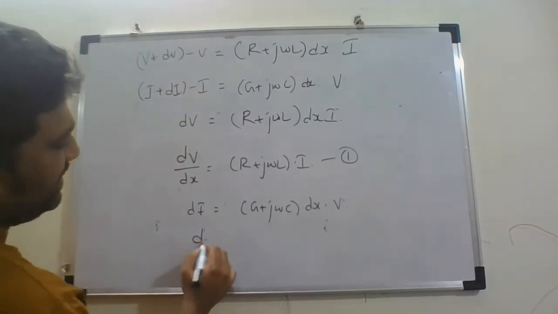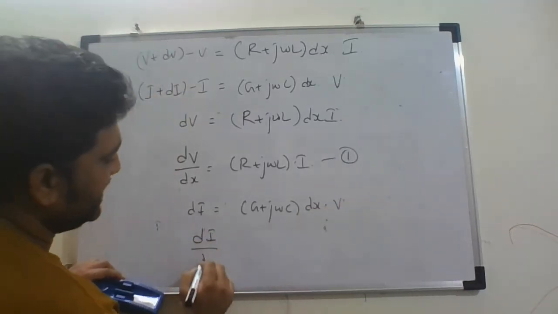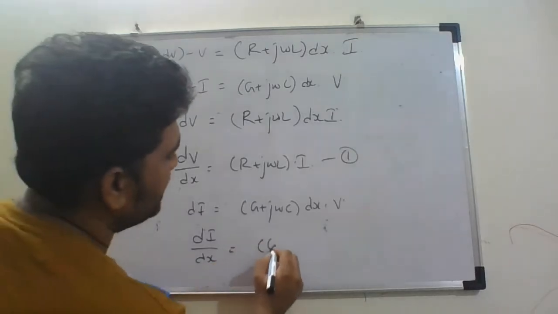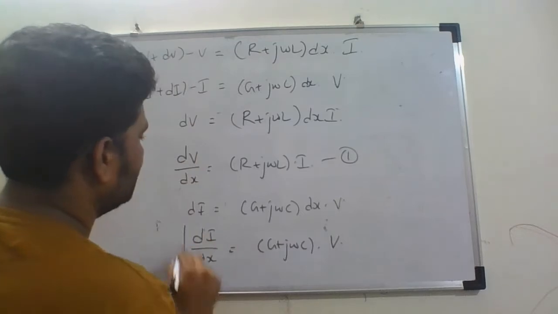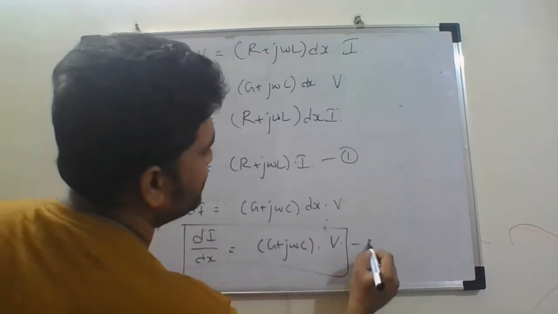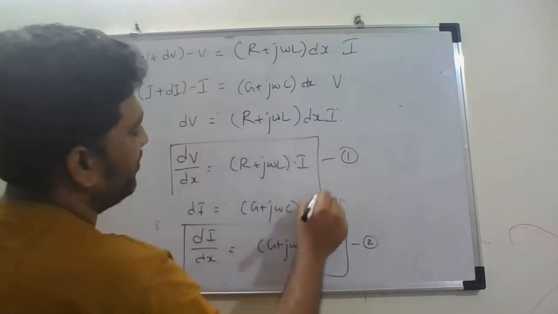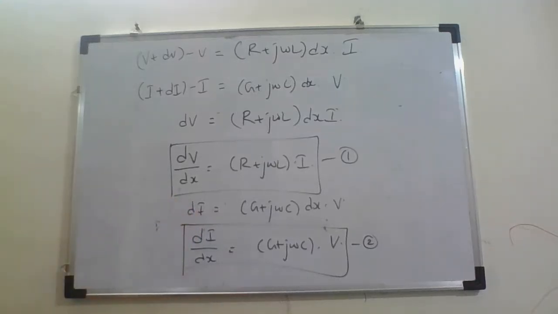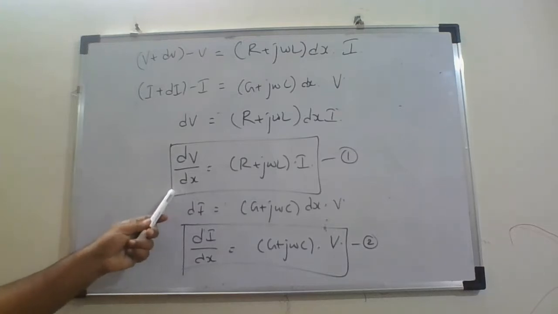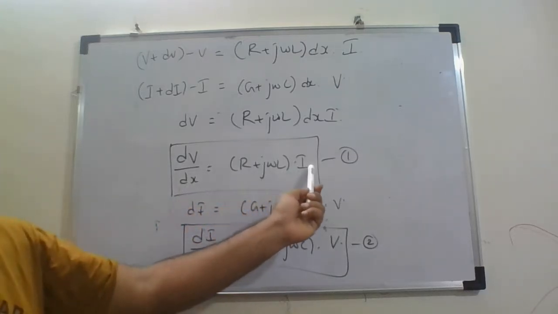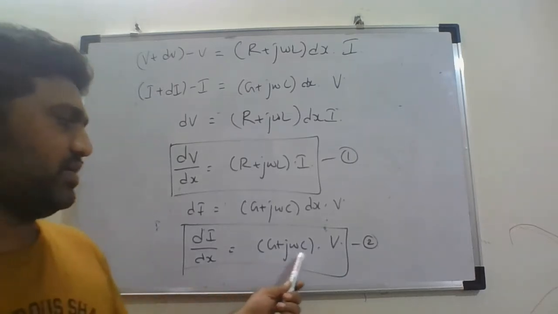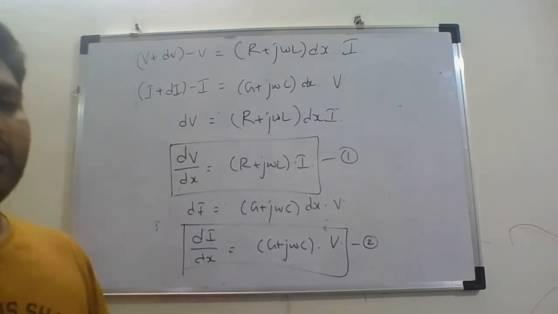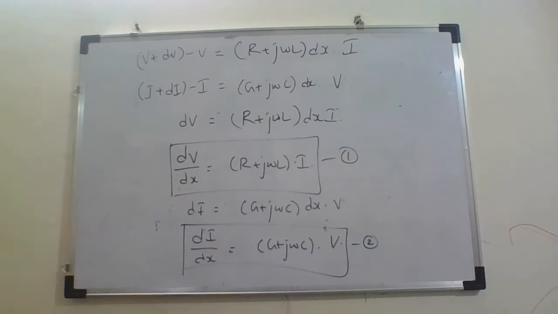So dI by dx is equal to G plus j omega C into V. Let this be equation 2. So we got two equations for voltage and current. One is dV by dx is equal to R plus j omega L into I, and another is dI by dx is equal to G plus j omega C into V. So from this we can get the expressions.